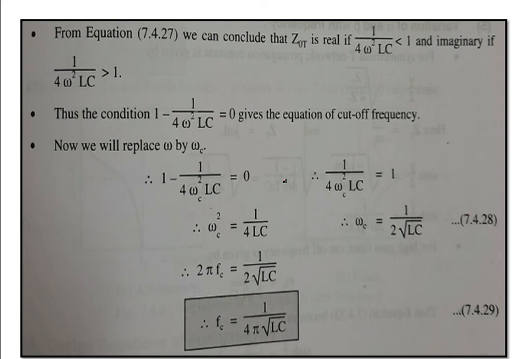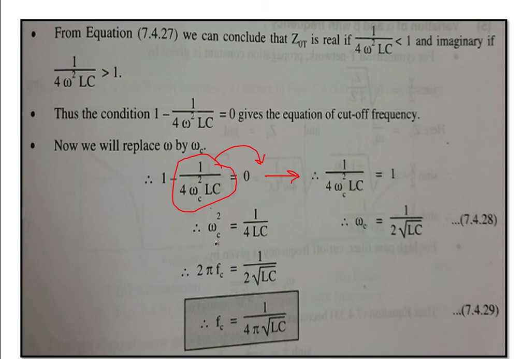Then what do you do? You have to think about it. This parameter we move from the LHS to the RHS, so the sign definitely changes from minus to plus, and rearranging the equation, 1 upon 4 omega c square LC is equal to 1. Therefore omega c square is equal to 1 upon 4 LC.